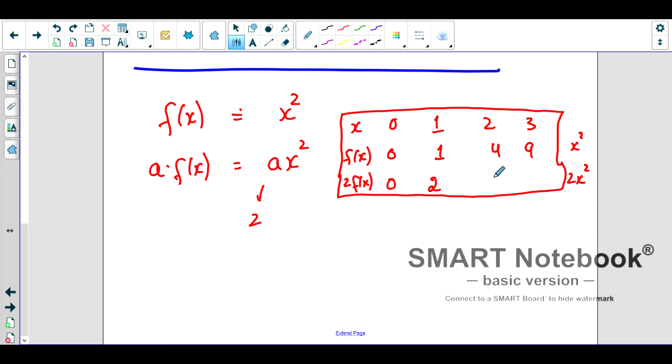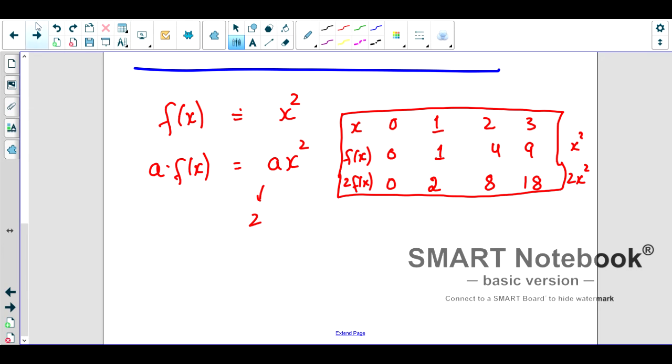of 2x square. So 2 4s are 8, right? It was 9, now it will become what? It will become 18, because 2 9s are 18, right? It is x square, 1, 4 and 9. 2 times 1 is 2, 2 times 4 is 8, 2 times 9 is 18.